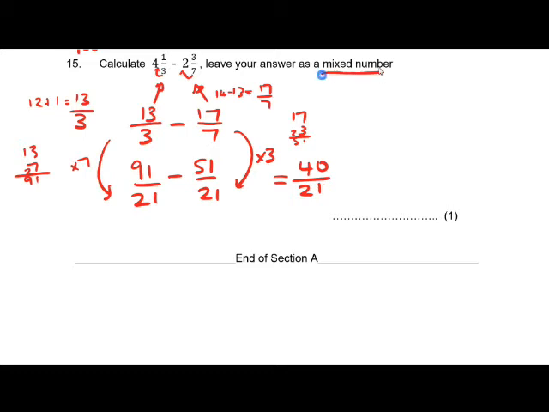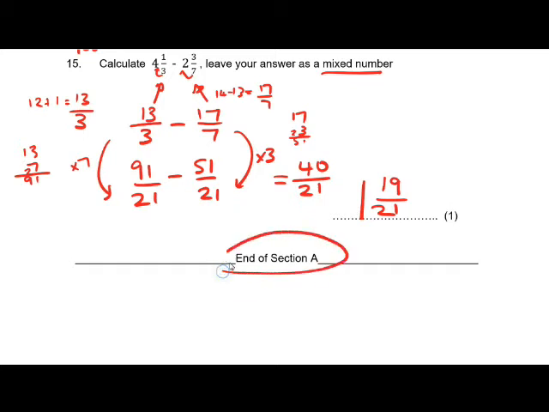They want the answer as a mixed number, so 21 goes into 40 one whole time, remainder 19, and the 19 still needs to be divided by 21. 19 is a prime number and it doesn't divide into 21, therefore we can leave this part of the fraction as it is. So our answer is one whole number and 19 21sts.